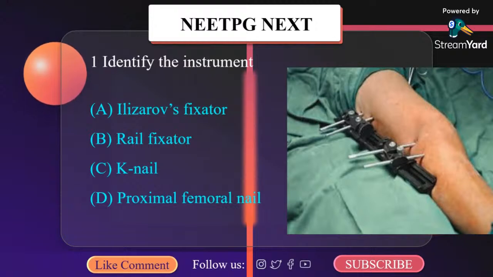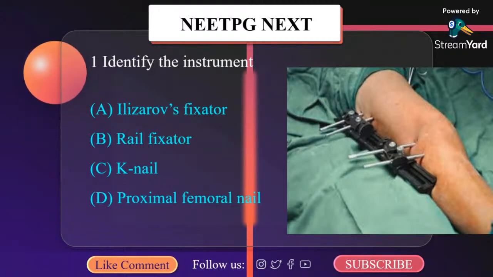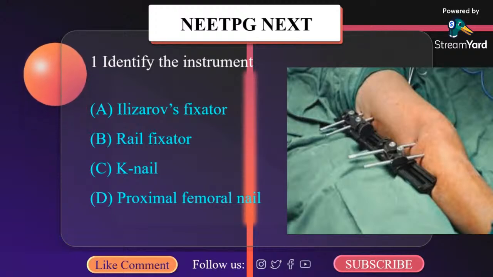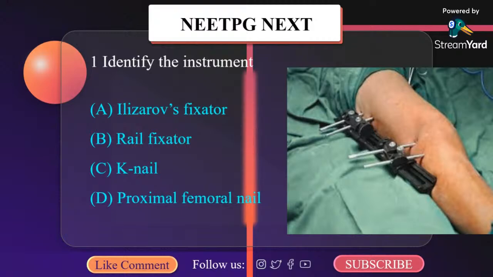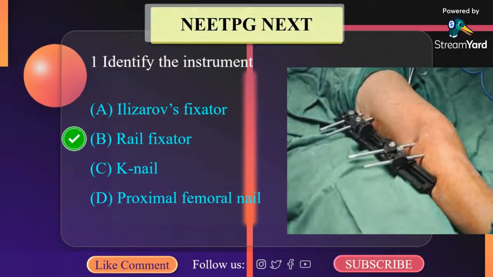Then the proximal femoral nail anti-rotation device is a short intramedullary nail which uses a spiral blade device to obtain fixation in the femoral head rather than the conventional screw. Küntscher's intramedullary nail was developed by German surgeon Küntscher for fixing fracture of shaft femur. It is a hollow, incomplete tube. There is a slot or gap in the circumference of the nail, which allows it to bend slightly on the tensile surface of the femur. So the correct answer here is B. It is a rail fixator.